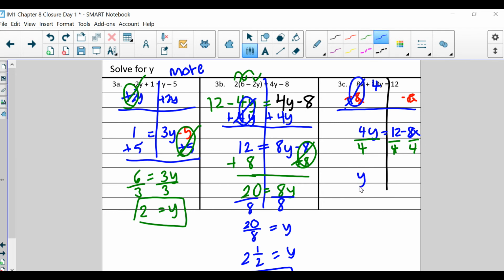Then we go y is equal to 12 divided by 4 is 3. And negative 8x divided by 4 is negative 2x. And yay, we've got it. y is equal to 3 minus 2x.